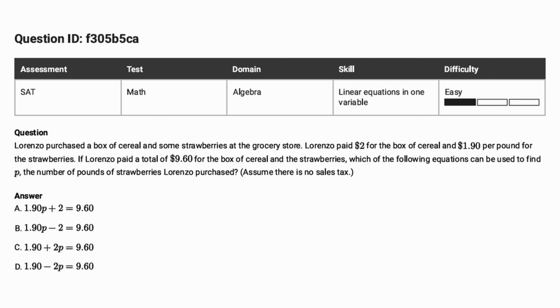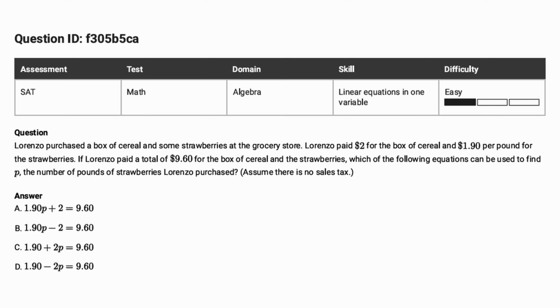Let's try one more. Lorenzo purchased a box of cereal and some strawberries at the grocery store. Lorenzo paid $2 for the box of cereal and $1.90 per pound for the strawberries. If Lorenzo paid a total of $9.60 for the box of cereal and the strawberries, which of the following equations can be used to find P, the number of pounds of strawberries Lorenzo purchased? Assume there is no sales tax.